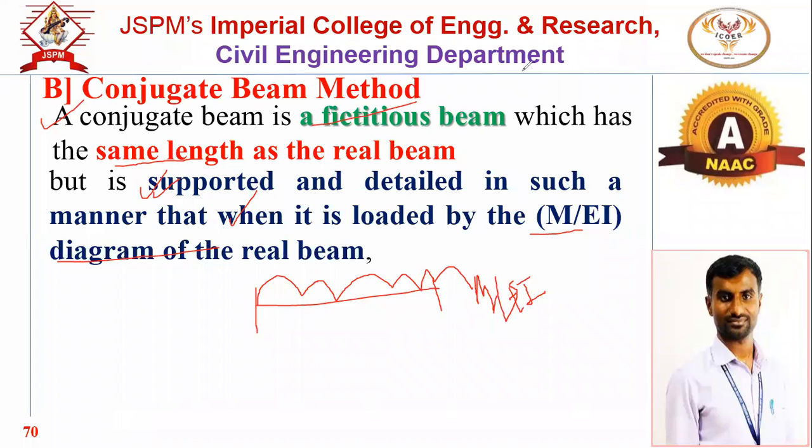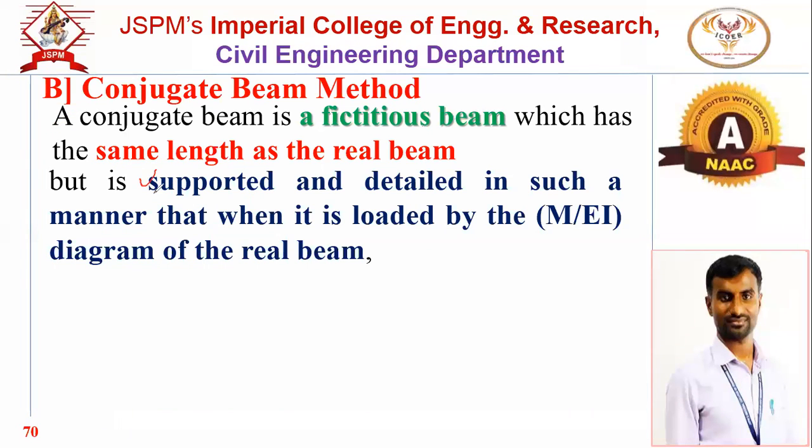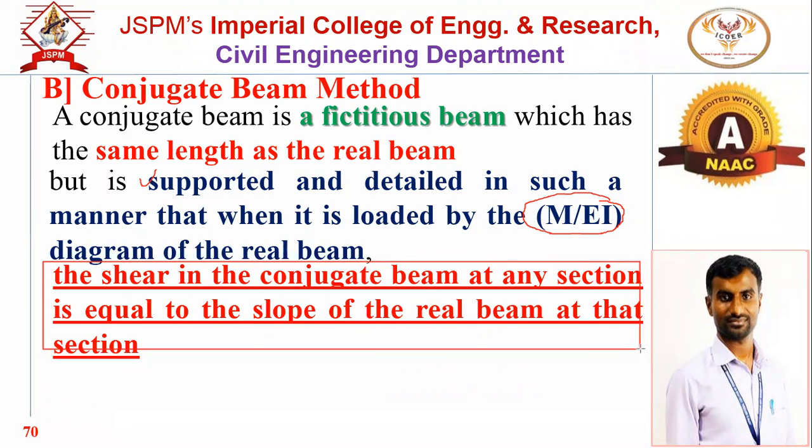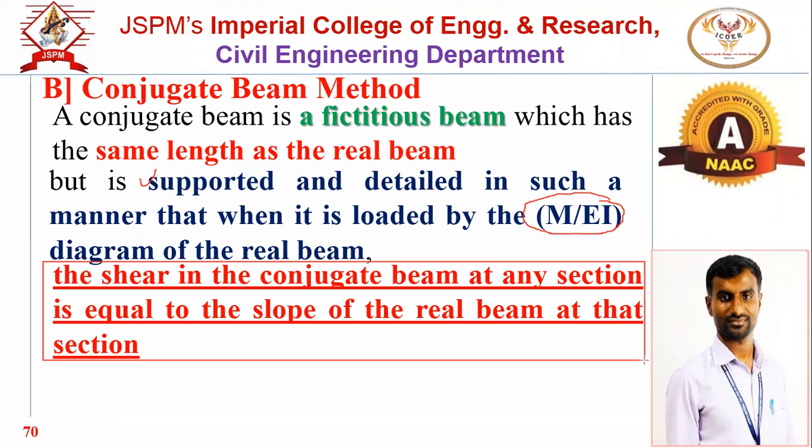So after this, if you assign some supports and assign the loading with respect to the M by EI diagram as a loading, then the shear in the conjugate beam at a section is equal to the slope of the real beam at that section. Means what? Means in the conjugate beam, if you find out the shear force, the vertical force at any point, you will get the slope in the real beam.